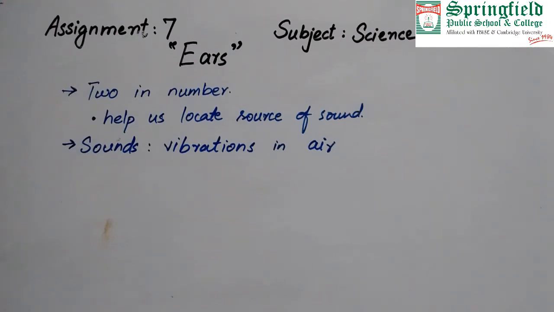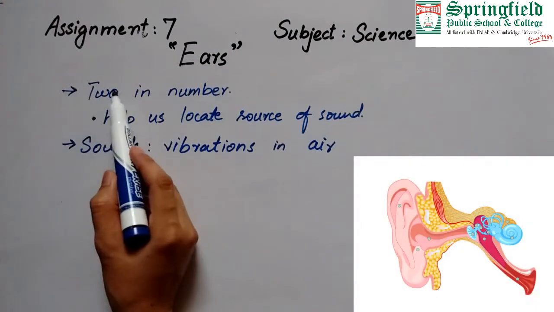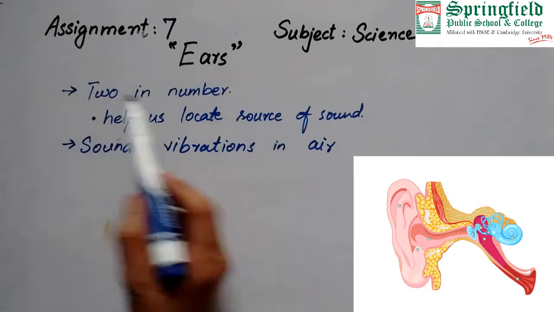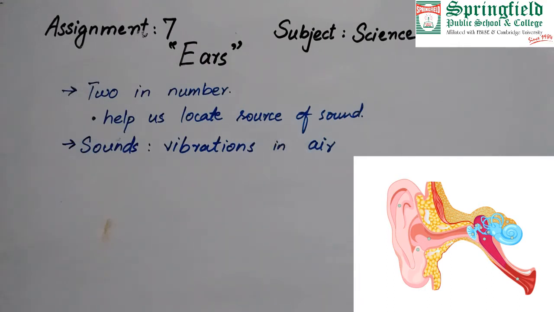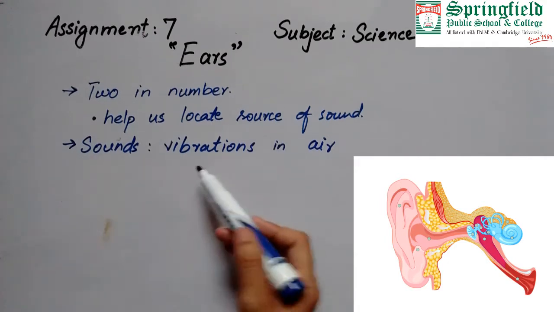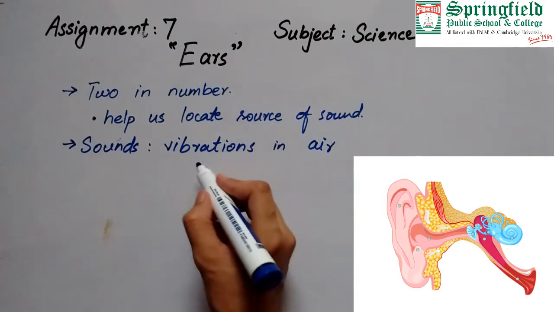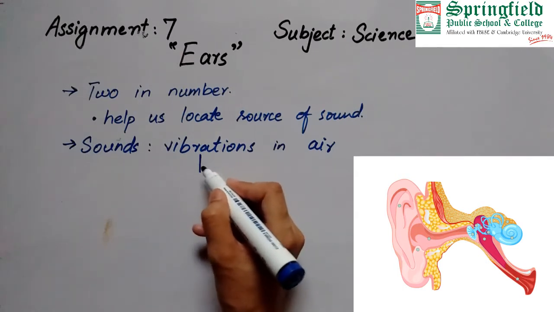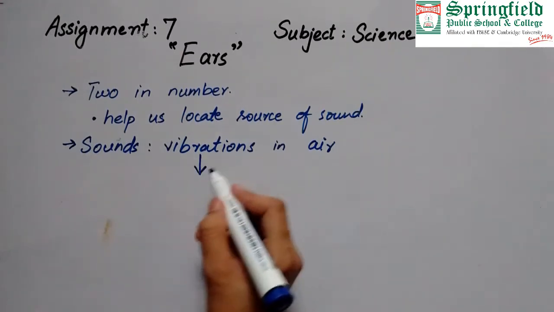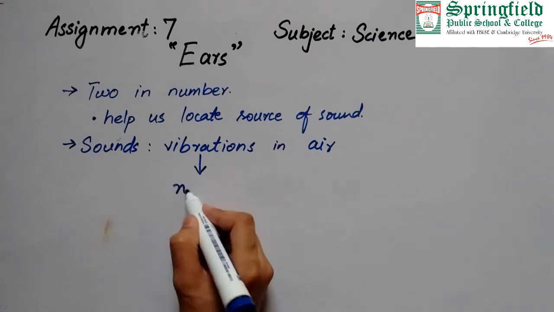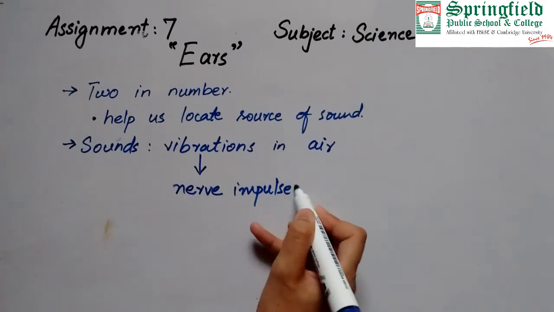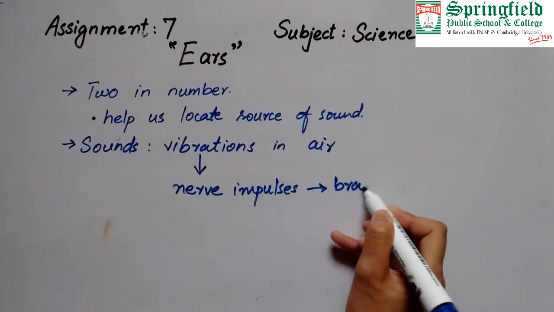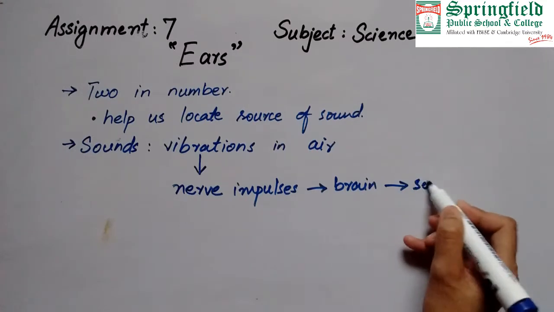In humans, ears are present in number 2. Why are they 2? Because these 2 ears can help us locate the actual source of sound, that is, where the sound is coming from. What are sounds? Sounds are vibrations in air. What do both ears do? They collect these vibrations and convert them into nerve impulses. Then these nerve impulses are sent to the brain, and the brain interprets them into the sound which we hear.